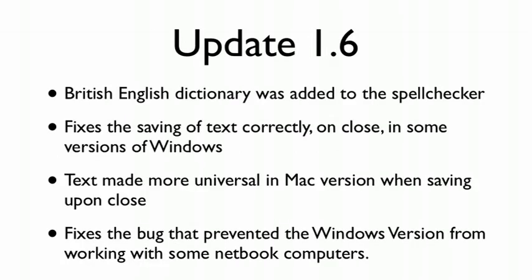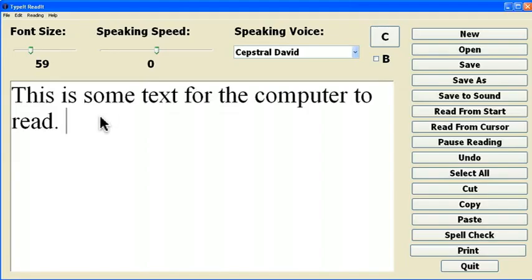With version 1.6, a British English dictionary was added to the spell checker. Some bugs were fixed, including how Windows and Mac saves to a text file and how TypeIt ReadIt looks when running on a Windows netbook computer. The interface is almost the same as previous versions, with exception to the color button and the bold being moved.